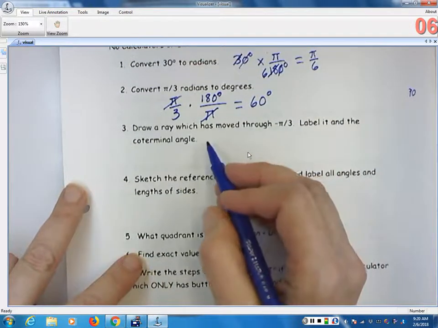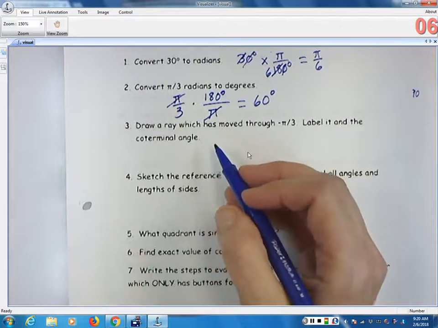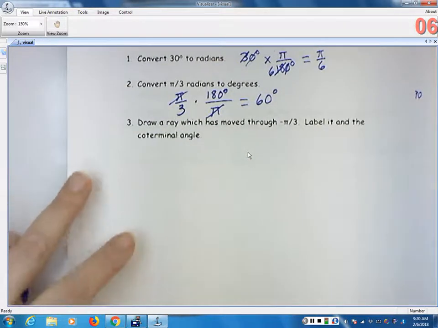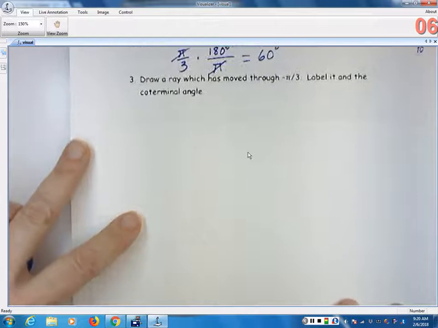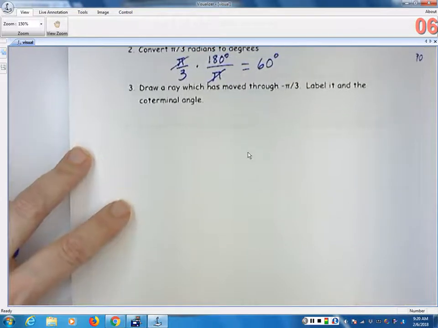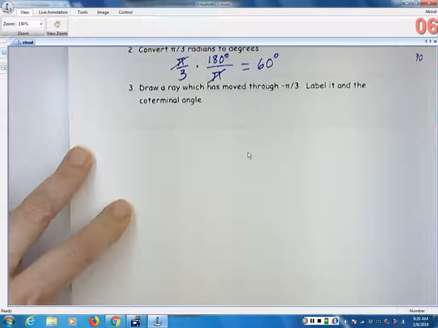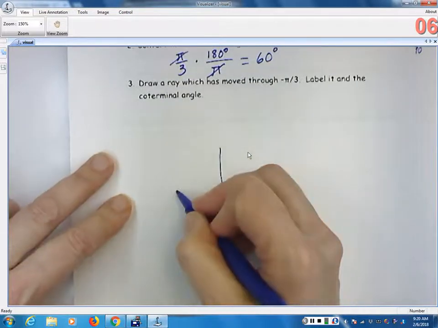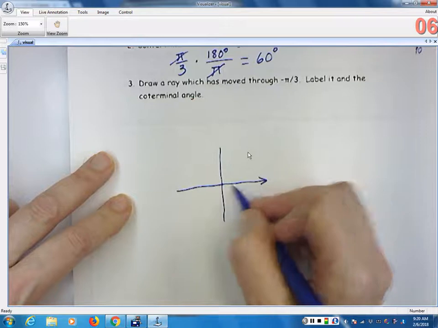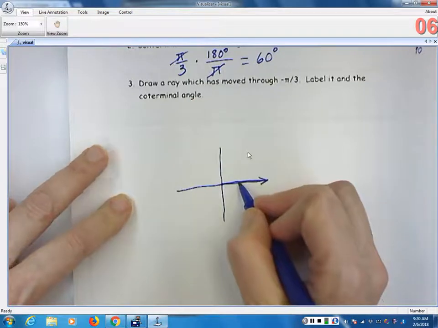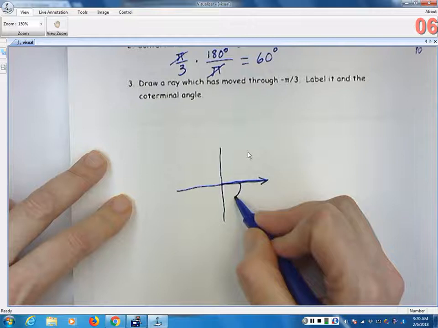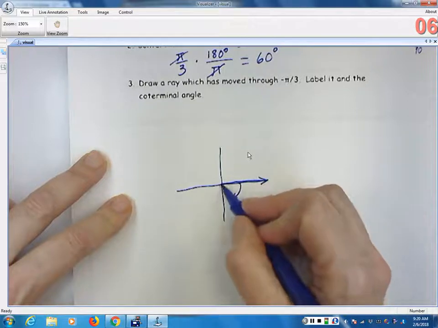And then number 3, draw a ray that has moved through minus pi over 3. So we're drawing it in standard position. On the test, on this problem, I said that it had to be in standard position. Standard position means you're starting from here, and you're going to go to minus pi over 3. That's here.